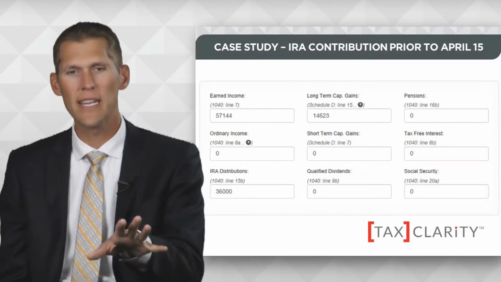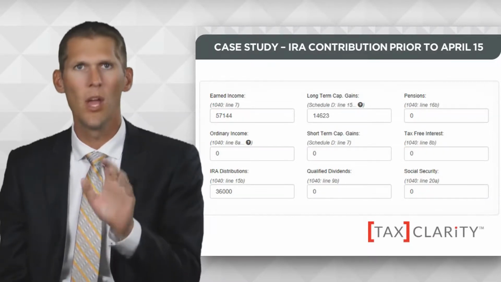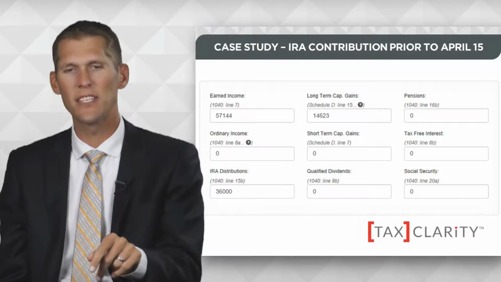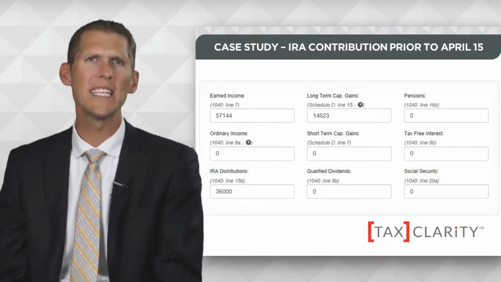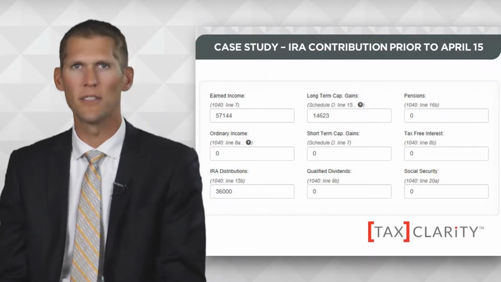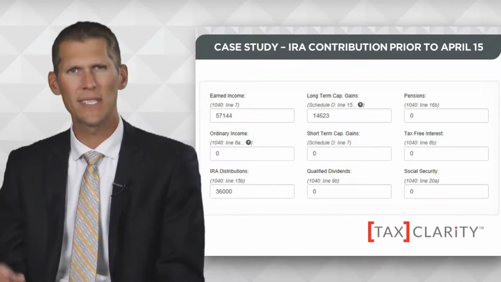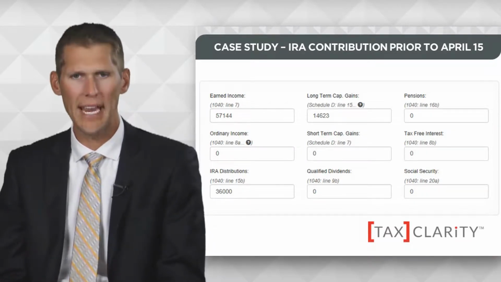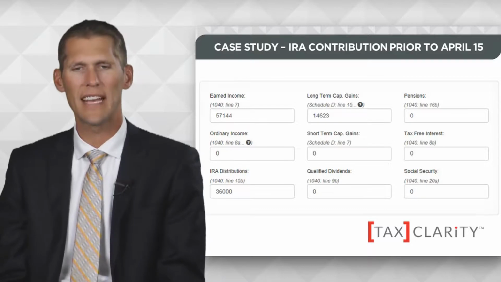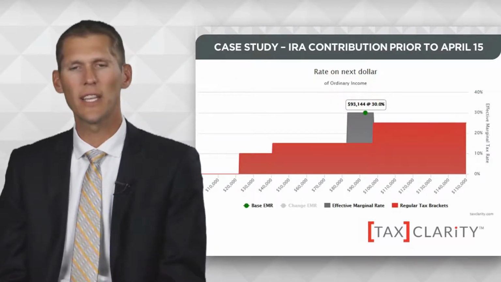You see, we add up all the earned income and we put that in the earned income column. We've got $36,000 in the IRA distributions column. And they had $14,623 of that $25,000. That's how much of it was actual capital gain. So those are our inputs for Tax Clarity. Now let's take a look at the tax map.